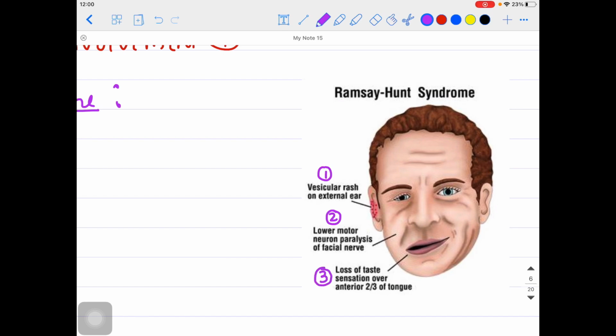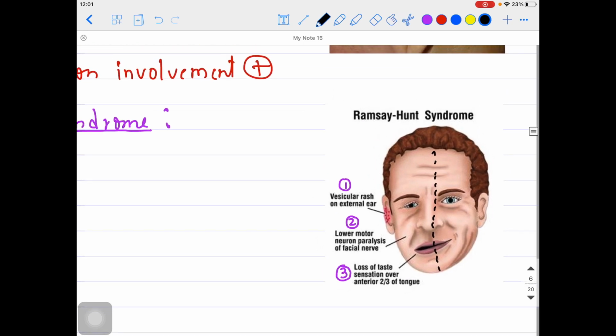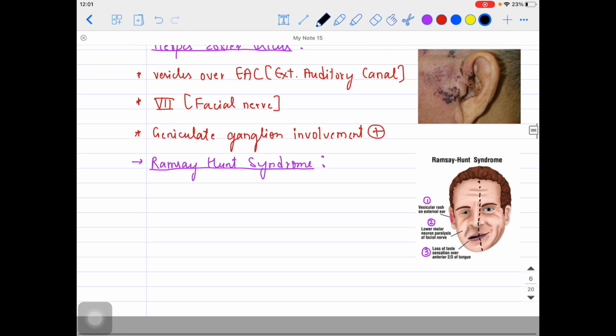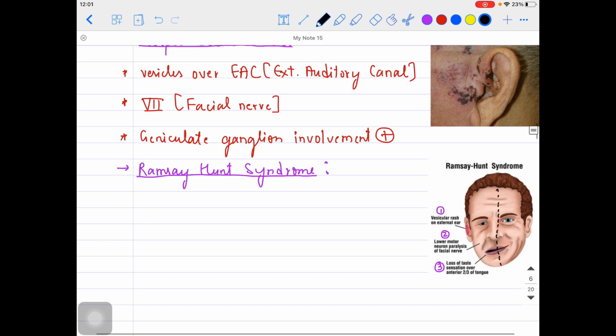Loss of taste sensation over the 2/3 of the tongue, so again this is the midline, and it is not crossing the midline. It is a unilateral thing. So vesicular rash, lower motor neuron paralysis and loss of taste sensation. This is the Ramsay-Hunt syndrome. Three things are present in it. Once this is clear in our mind, let's move on towards the investigations part.